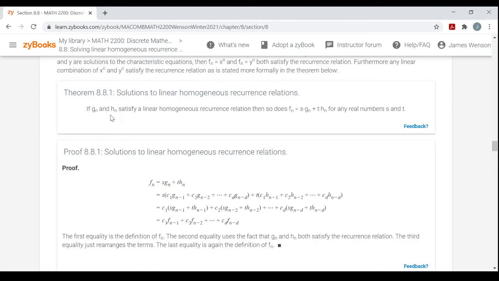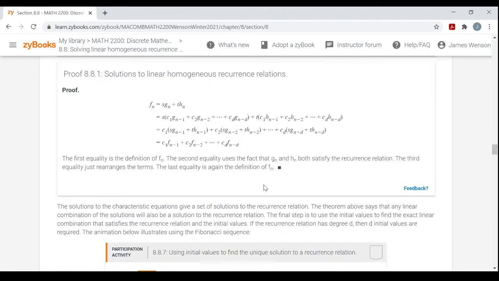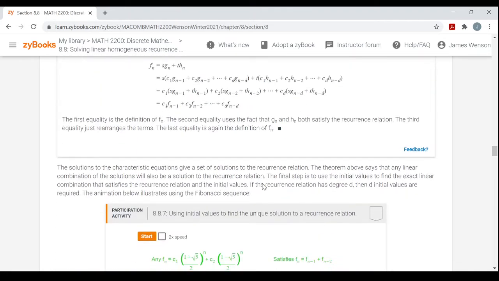So if G_n and H_n satisfy a linear homogeneous recurrence relation, then so does some number s times G_n plus some number t times H_n. Basically, any linear combination of those solutions is also a solution to the homogeneous linear recurrence relation. And again, they go through the proof down here. Please read it over. Hopefully it makes sense.